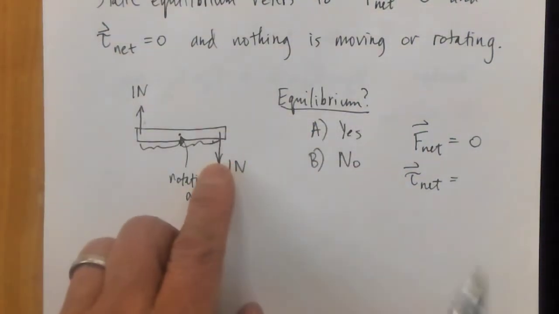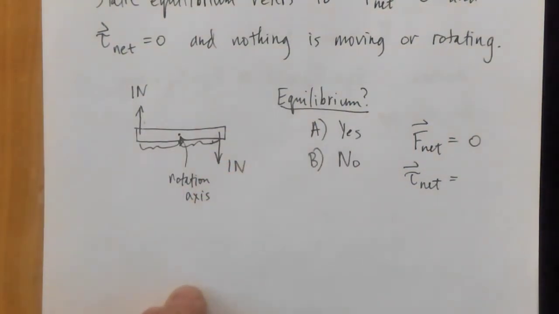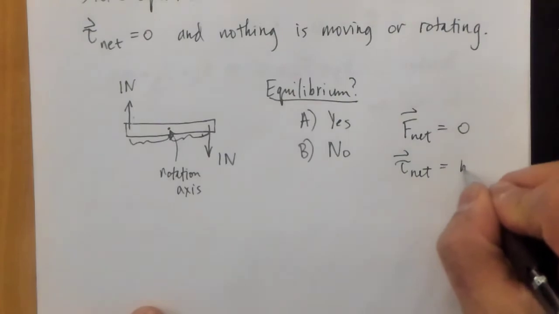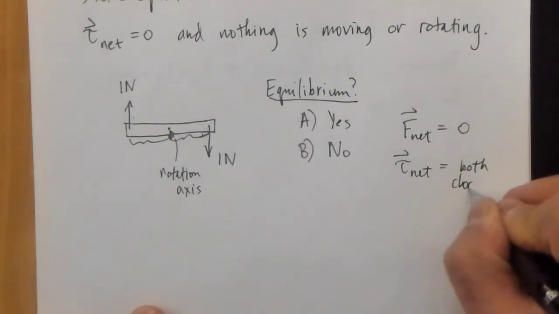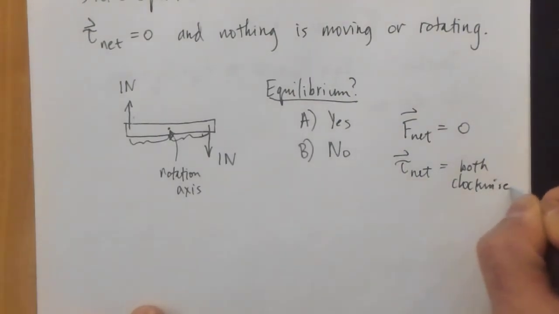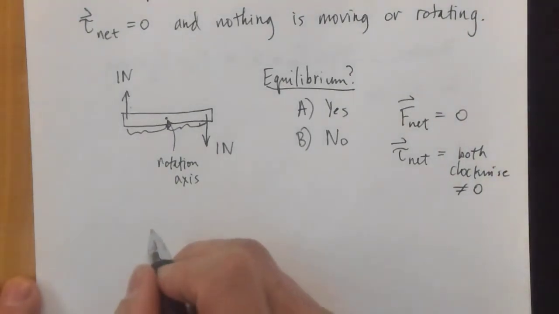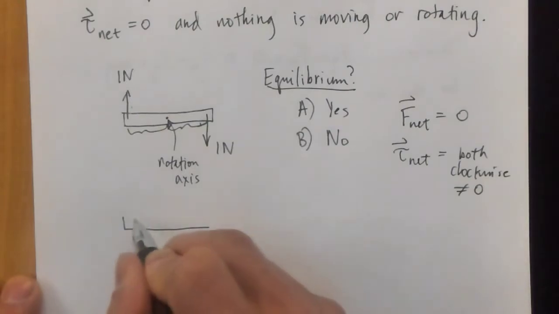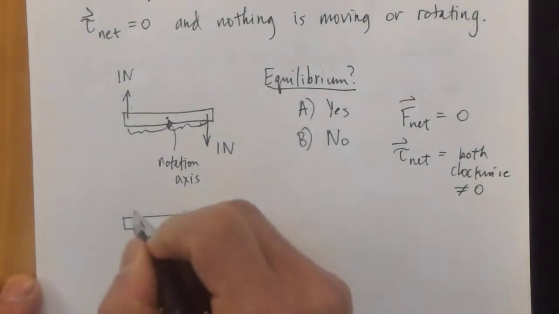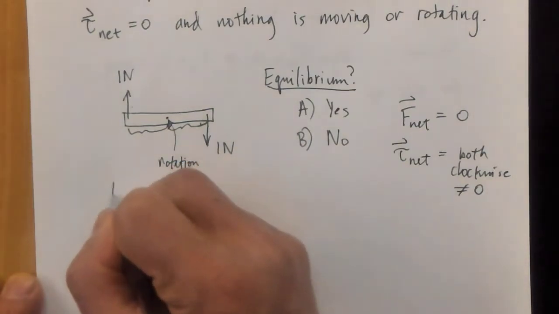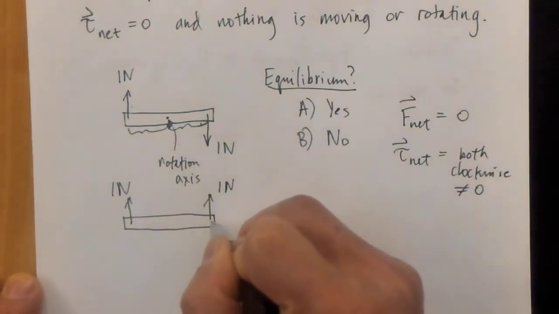Okay. How about this force here? Is it making a clockwise or counterclockwise torque? Okay. So they're both clockwise, and so they add up. So it's not equal to zero. So it's not in equilibrium. Okay. So very good. Now, we don't have to do these as quickly because these are simple. How about this case? Is this in equilibrium or not in equilibrium?